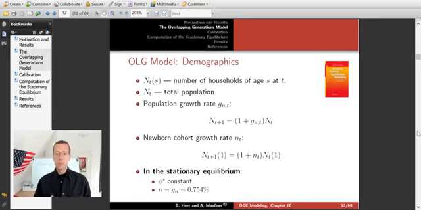Our population growth rate will be 0.754%, just like in the first decades of this century in the United States.